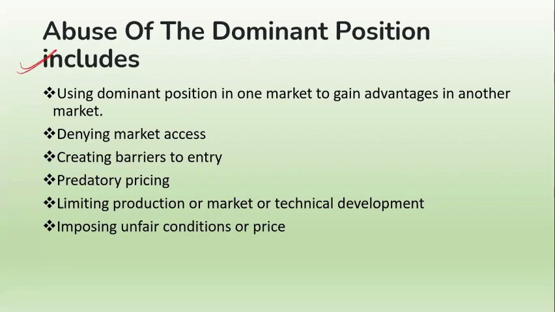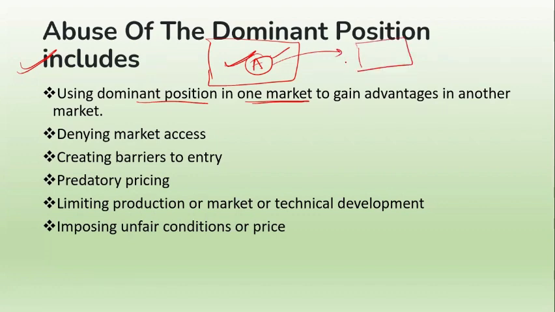What is actually abuse of the dominant position? Abuse of the dominant position includes using a dominant position in one market. If A is a seller, a marketer, he uses his dominant position in one market, because in the whole area he is the only person who supplies the goods to the customer. So here he used his dominant position to gain advantage in the other market. So this is the abuse of the dominant position.